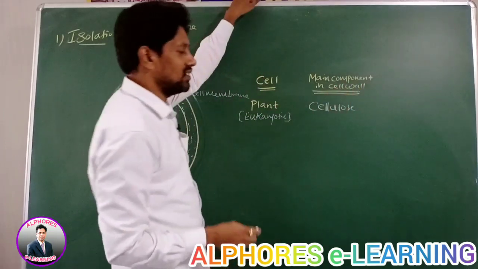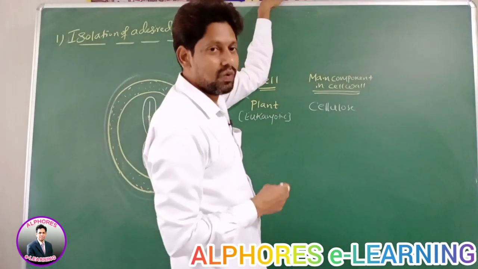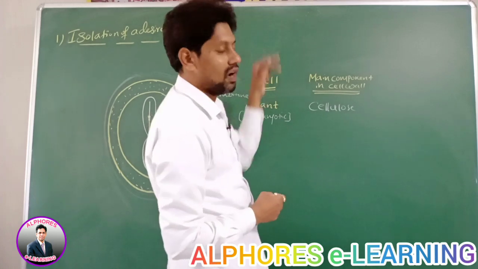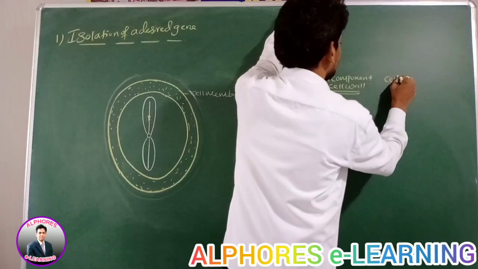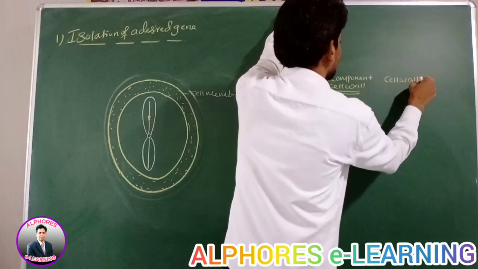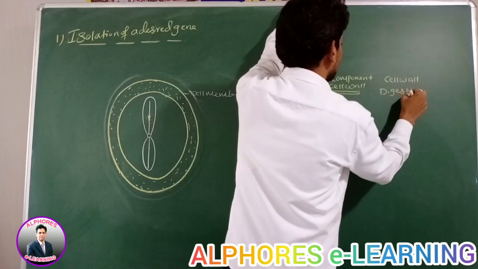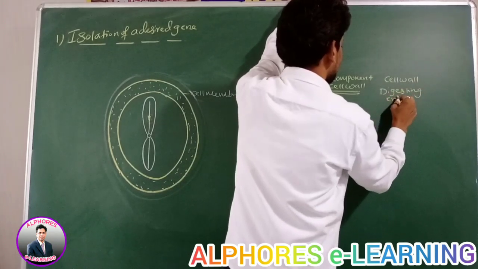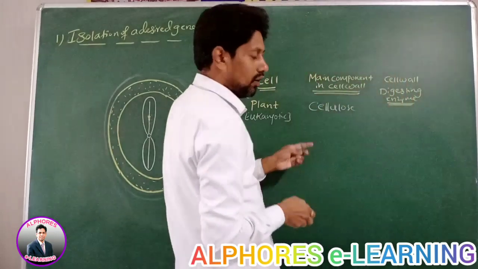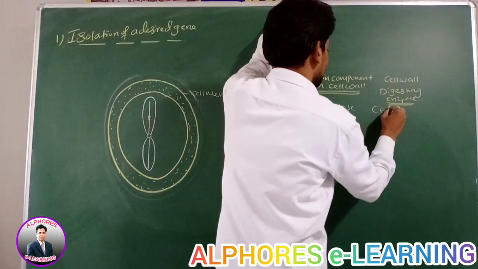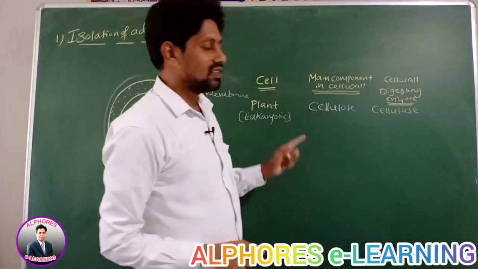What is the main component? Cellulose. Therefore, which enzyme do we have to use? Cell wall digesting enzyme by name what? Cellulase. Which cell wall digesting enzyme do we have to use here? Cellulase. Now listen to the statement.